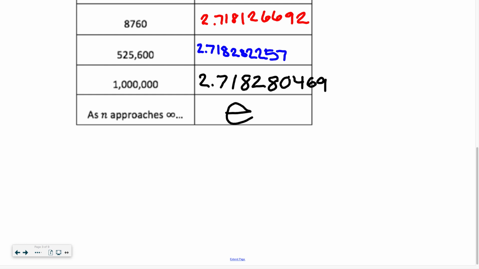Which e is about what? Like when we do pi, even though there's infinitely many digits, you say 3.14. What could we say about e? 2.718 is what we usually say for e.